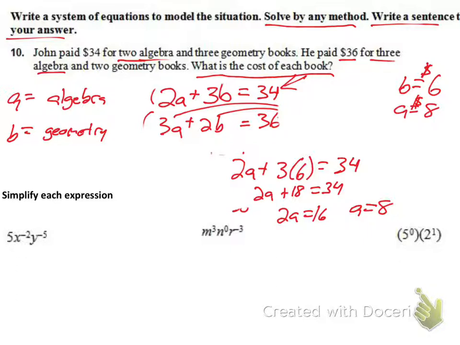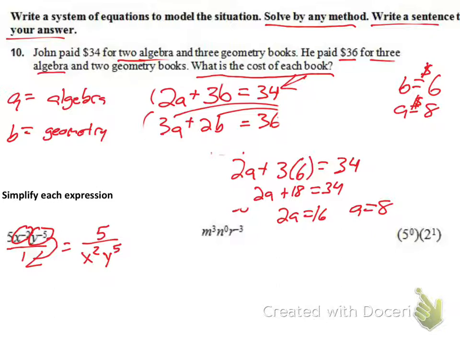All right, so simplifying each expression. This is the part where we want to get rid of negative exponents. So I don't like that this has a negative exponent, and I don't like that this has a negative exponent. I know this whole thing is over 1, so I'm going to take my x to the -2 and my y to the -5 and just bring it down. And what I get left over with is 5 over x squared y to the 5th. And that's it. You can't simplify anymore.